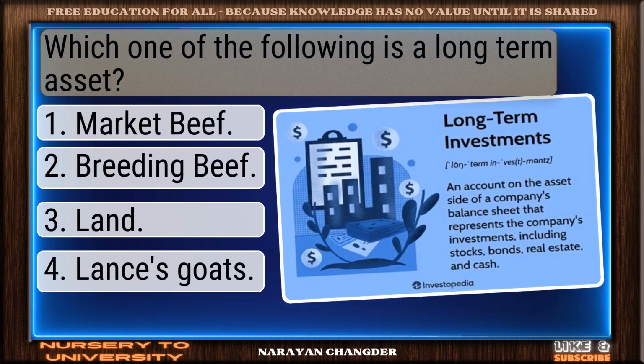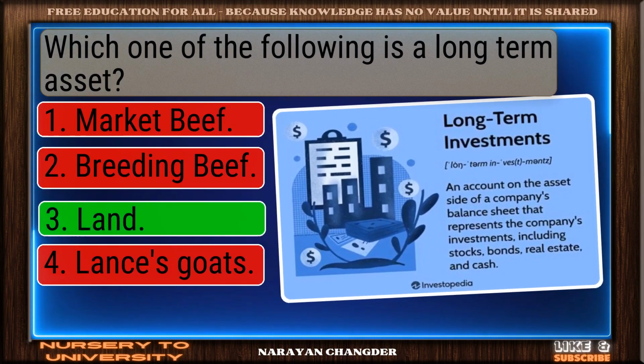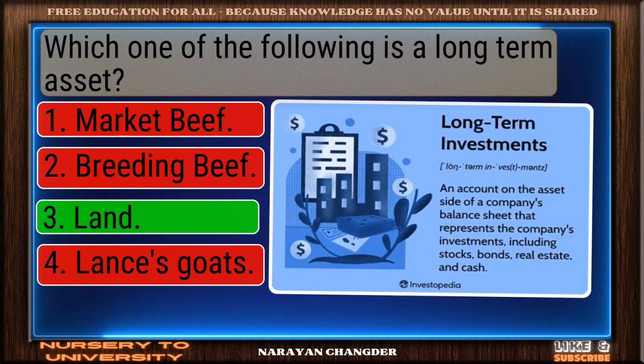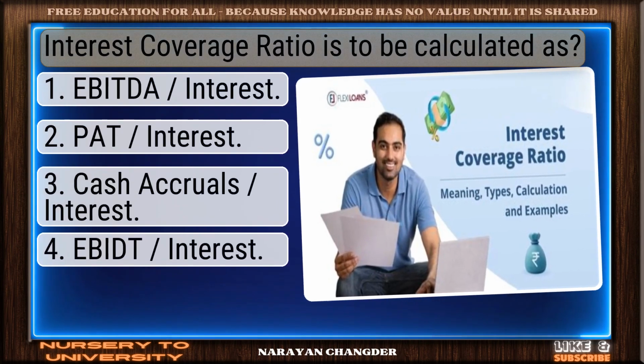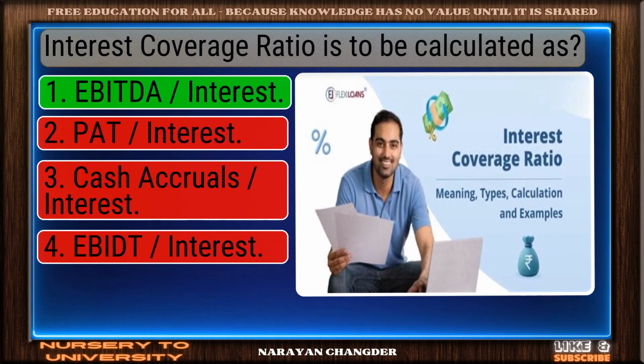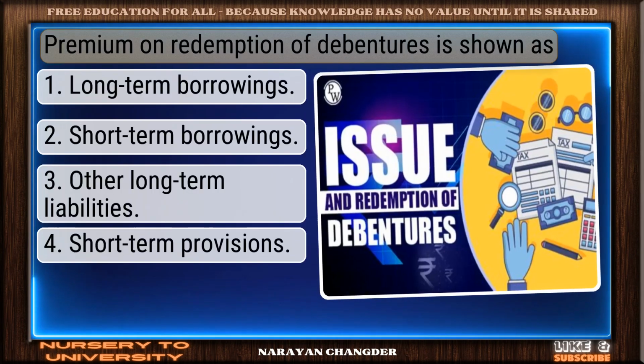Which one of the following is a long-term asset? You're right. Land is the correct answer. Interest coverage ratio is to be calculated as. Correct. EBITDA interest is the right answer.